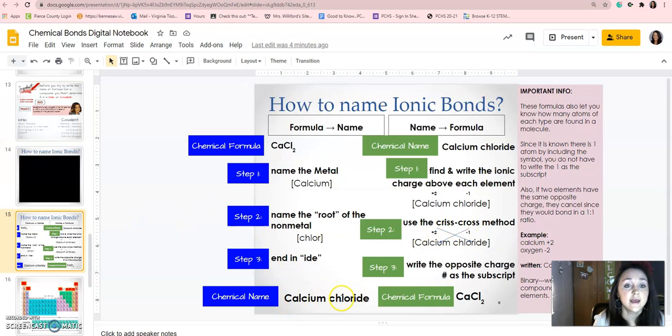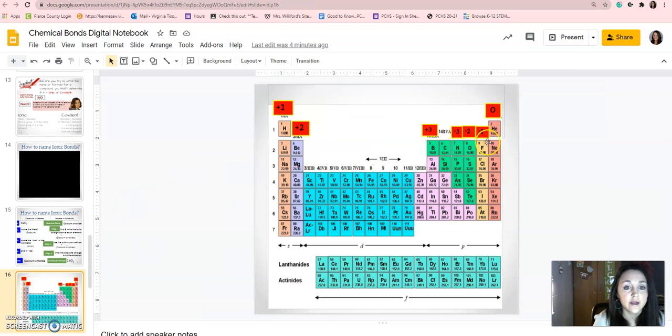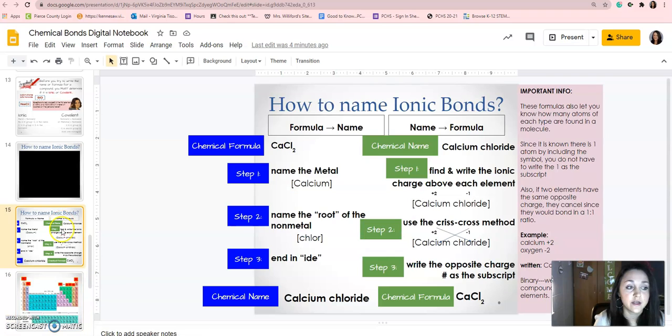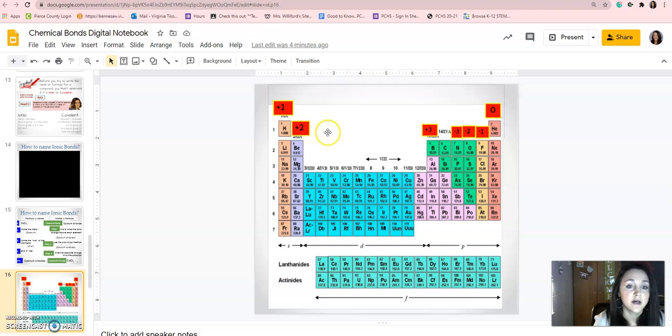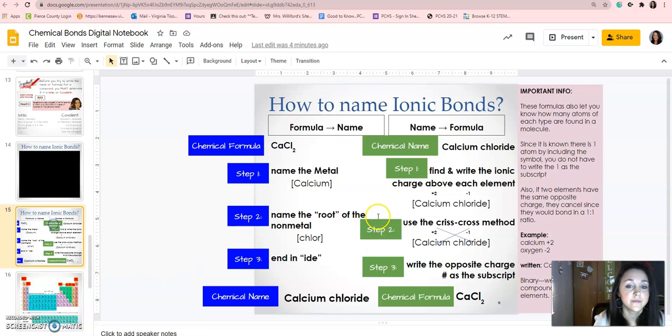Okay, so now let's say we want to go backwards. Let's say I give you the name, but I want the formula. So this is a little bit trickier. In ionic, we know that it's a metal and a nonmetal, and we know that calcium and chlorine have charges above them that are opposite. So we need to do something with that because that's the whole thing about ionic bonding is they have opposite charges. So the first thing we're going to do is find the charges of each. So we know it's calcium and chlorine. So I'm going to come here and I see calcium has a positive 2, chlorine has a -1. So I go positive 2, -1, and I switch them.